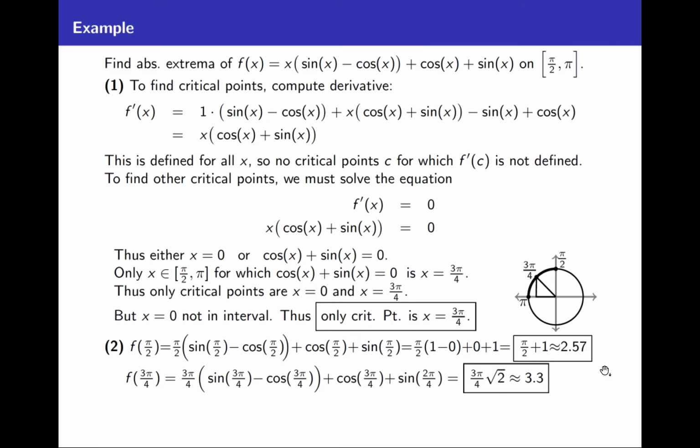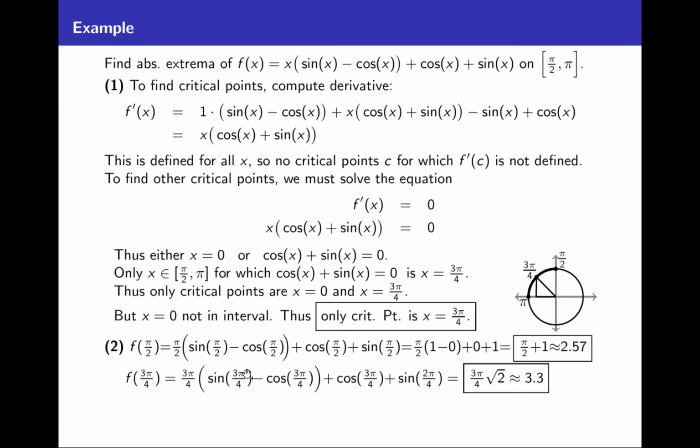And then we do f of our critical point, which was 3 pi over 4. F of 3 pi over 4, it's worked out here. Same calculation we did before, we just plug in 3 pi over 4. Well, sine, typo, that should be a 3 pi over 4, sorry about that.